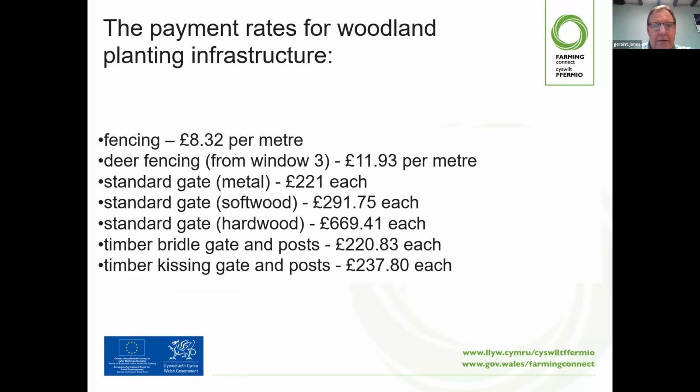And the payment rate linked to that for the infrastructure, fencing, etc. There has recently been a review here with the Welsh Government, and a few weeks ago they raised the fencing rate from £5.56 a metre to £8.32 a metre, although that still isn't quite meeting the double figure figures for actually creating a new fence or establishing a new fence. Deer fencing there is £13.93 per metre, standard gates as you can see, and hardwood gates, etc. Timber bridle gates and posts, and timber kissing gates and posts. Everything that you'd need to protect the woodland.